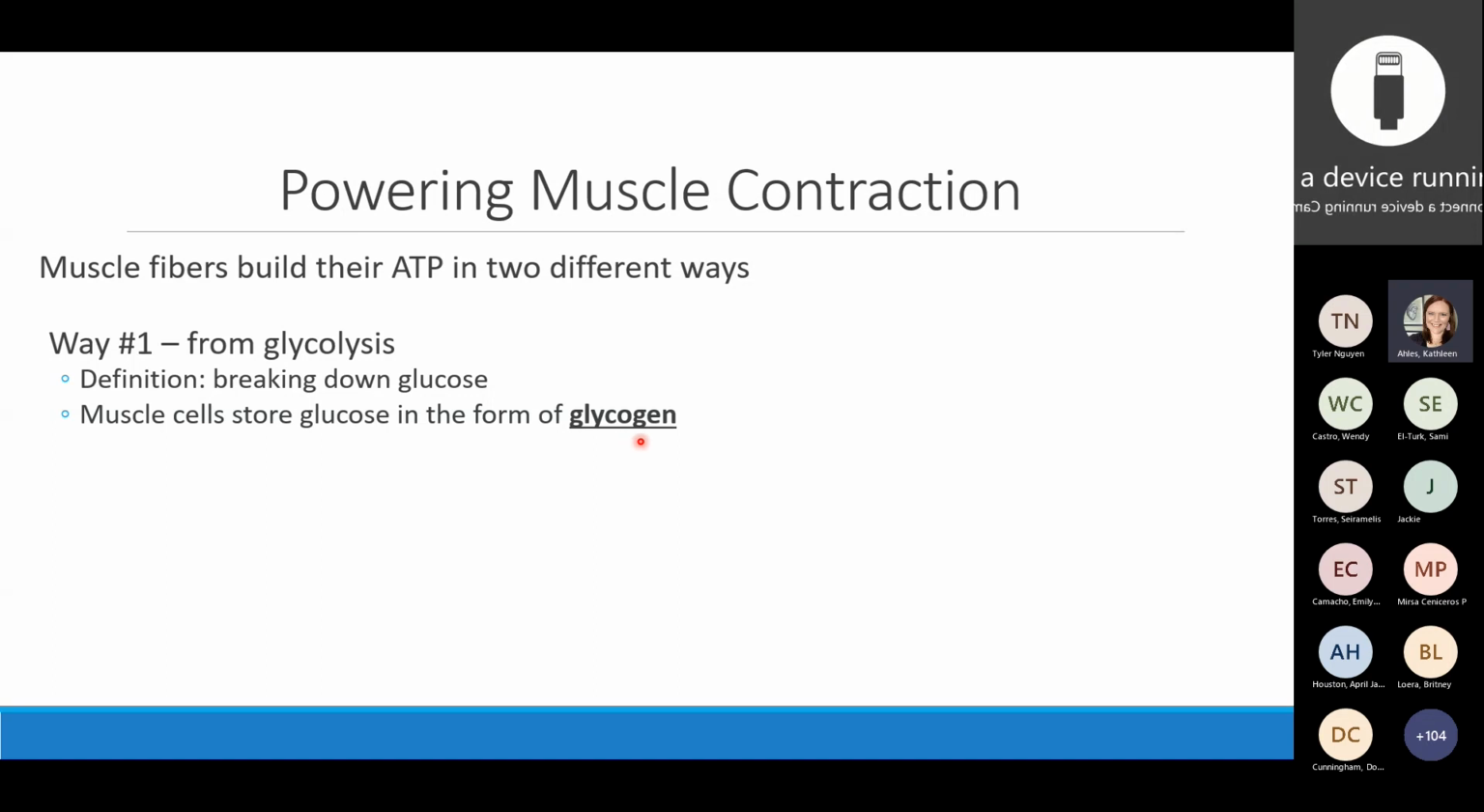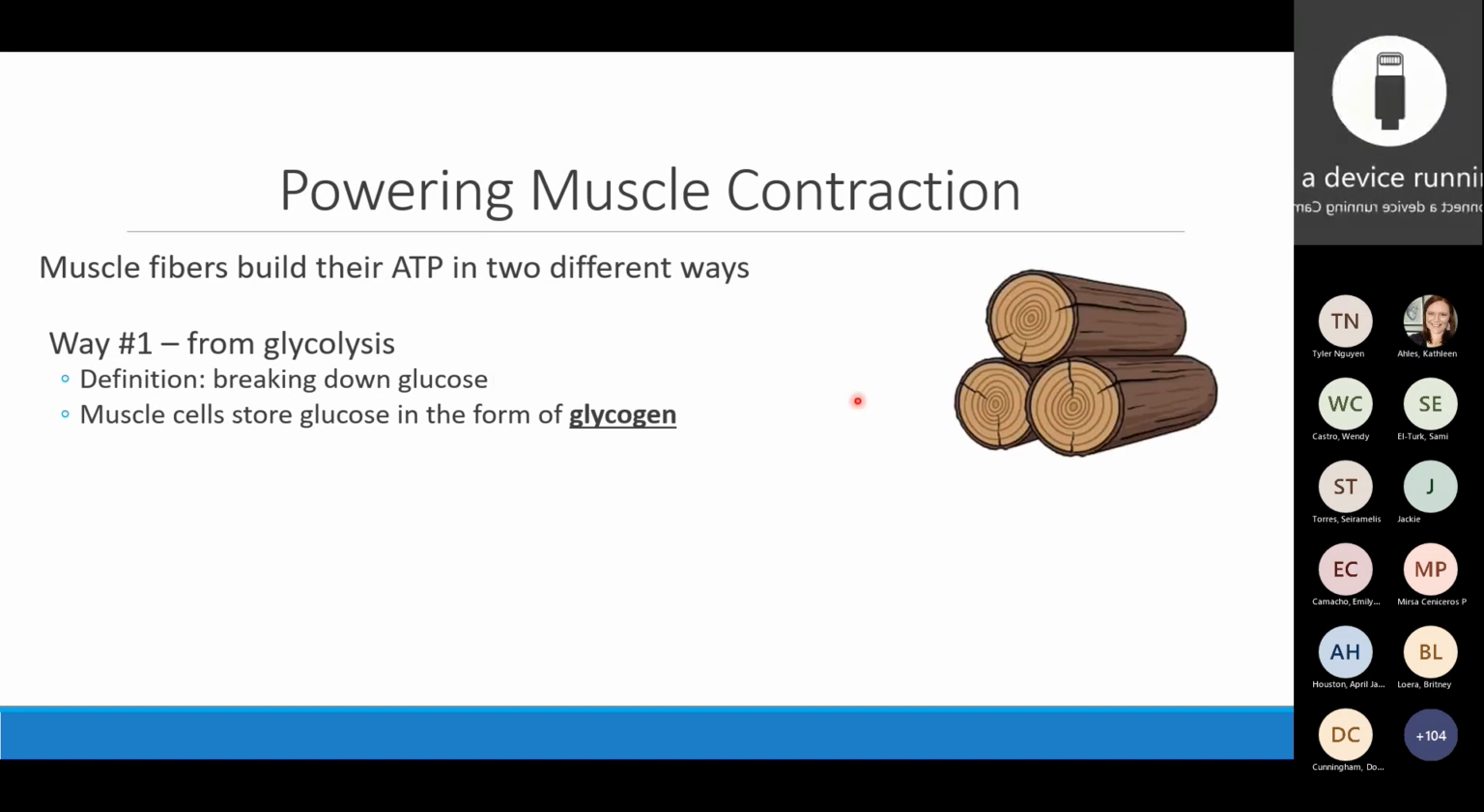So glycogen, I want you to underline, highlight, star, is stored. It's inside your muscle fibers. It's already there. All I have to do is chop up the glycogen, and then I can chop it into glucose, and I'm good. Think of this kind of like, from our lumberjack analogy, that pile of firewood. I've already got wood there to throw into my fire.